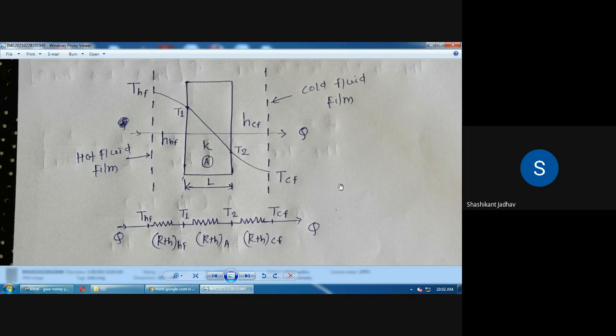Okay, so whatever the solid component or metal component we have considered, having thermal conductivity K and thickness capital L. And whatever the convective heat transfer coefficient from the hot fluid to that particular metal, that is nothing but HHF, the heat transfer coefficient for the hot fluid. And similarly for the cold fluid, what is the heat transfer coefficient? That is HCF, the heat transfer coefficient for the cold fluid.